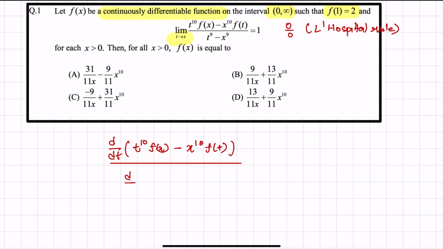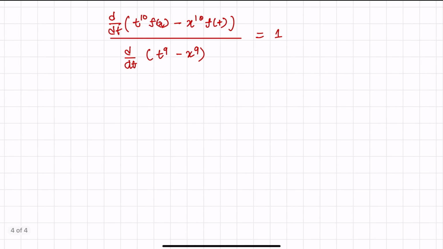Yeah, so don't differentiate with respect to x, because t is just a constant here, and this should be equal to 1. And now you have done this. If you're preparing for JEE, you have done this many times. Just differentiate this and you will get the answer here.